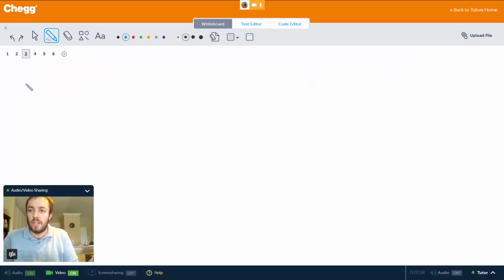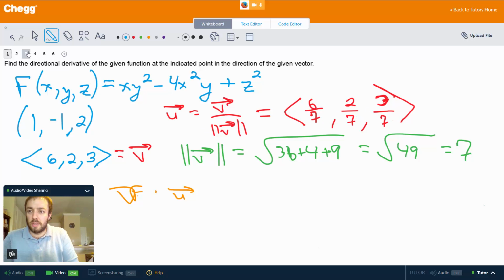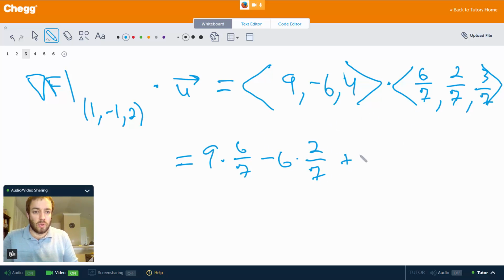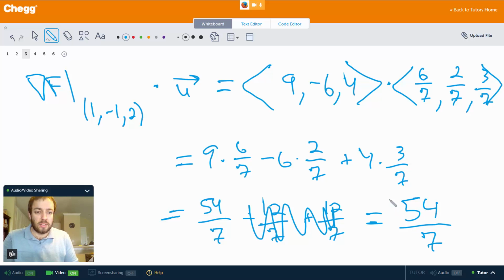So let's go ahead and go to page 3 now. What we need is the gradient of f evaluated at 1, negative 1, 2, dotted with our unit vector. So that's 9, negative 6, 4 dotted with 6 over 7, 2 over 7, 3 over 7. And that's going to give us 9 times 6 over 7 minus 6 times 2 over 7 plus 4 times 3 over 7. So 9 times 6 is 54. So 54 over 7 minus 12 over 7, and then plus 12 over 7. So these two terms cancel. That's great. And we're just left with 54 over 7. Okay, and that's our final answer.